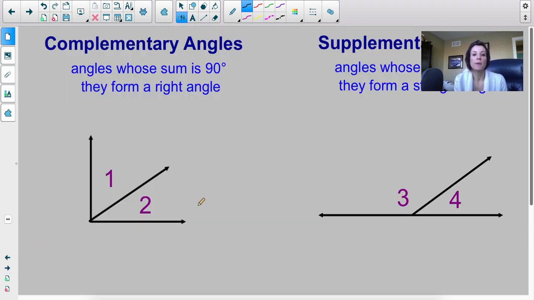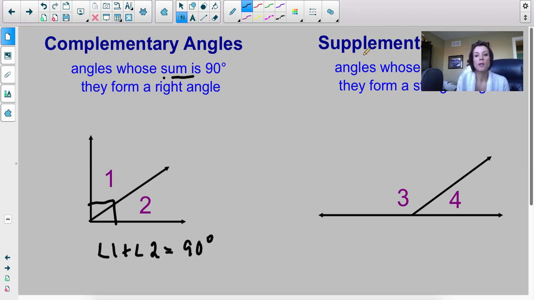All right, moving on. Two new vocabulary words, so get the definition down, draw yourself a picture, and make sure that you understand the difference between the two of them. Complementary angles are angles whose sum adds up, so two or more angles that add up to be 90 degrees or form that right angle. So angle 1 plus angle 2 is equal to 90 degrees.